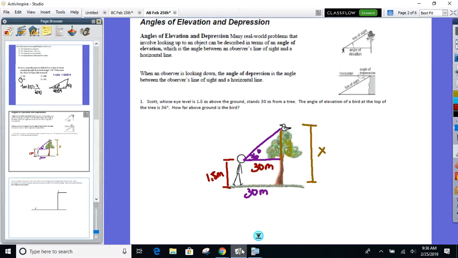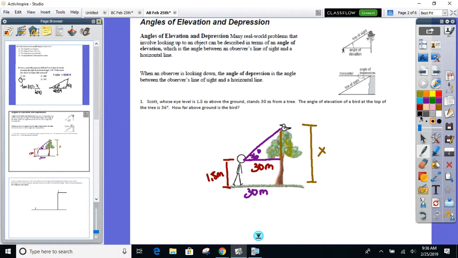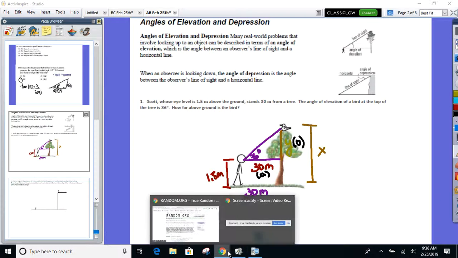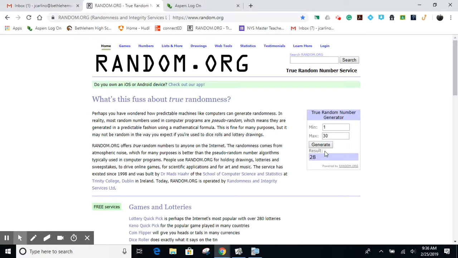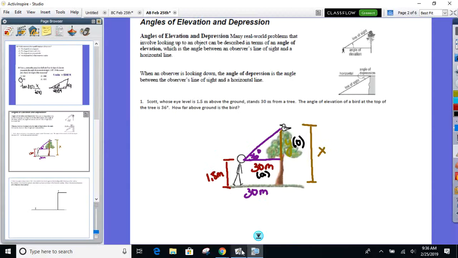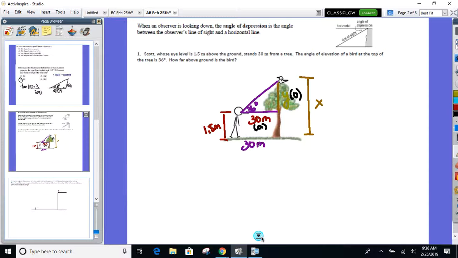If I'm going from 36, is this 30 meters? Is that opposite, adjacent, or hypotenuse? Adjacent. And what about the side I'm trying to find? Opposite. I know it's been about 10 days of break, but if you have the opposite and adjacent side, you can use tangent, just like you did for the Regents problem.